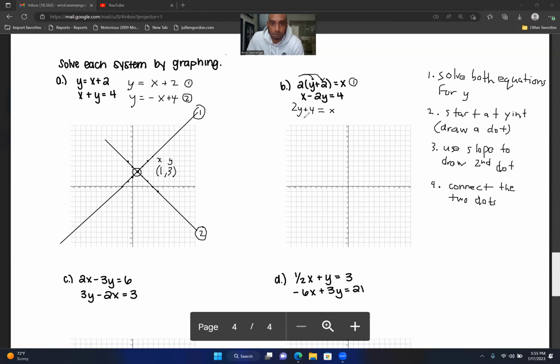I'm just writing it down. All right, and then 2y equals what? 2y equals x minus 4. Yes, x minus 4. Okay, one more step. Divide both sides by 2. Y equals what? X over 2 minus 2, right? Okay, there's equation 1.